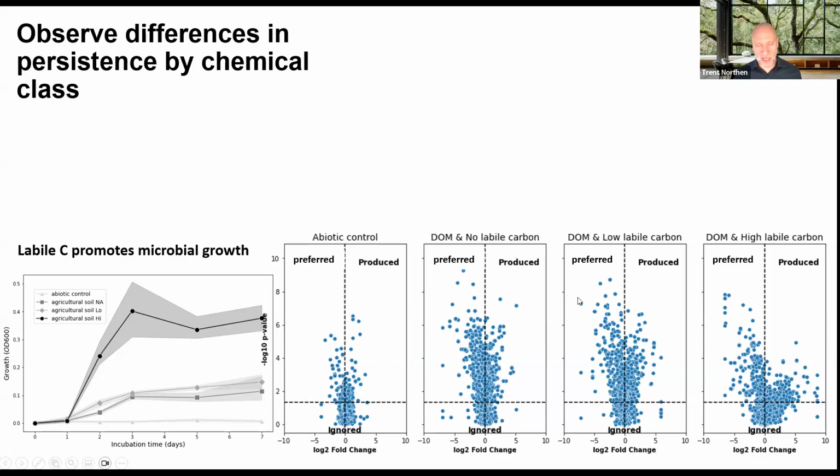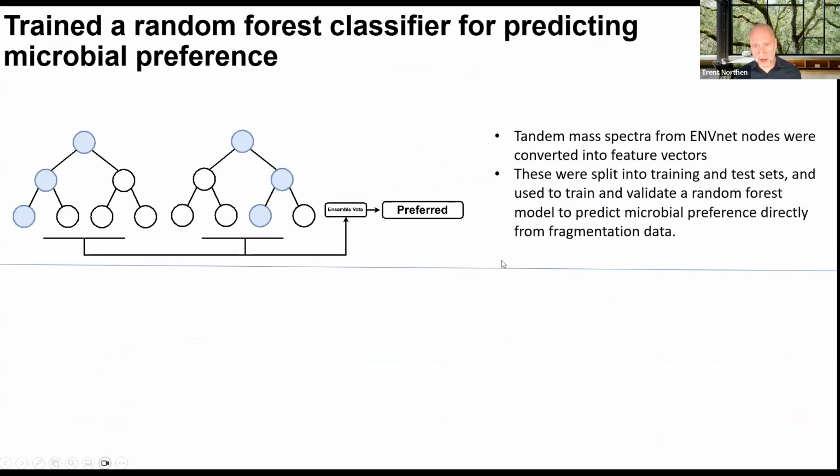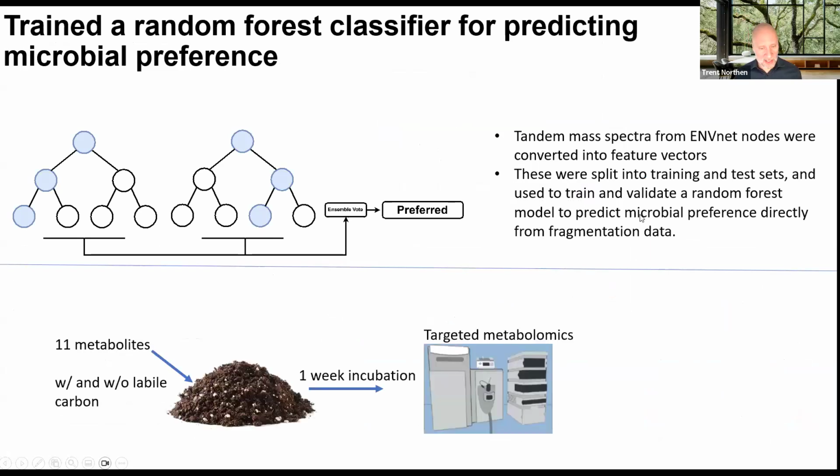So then we had this idea, Ben and Thomas Harwood had this idea of being able to train a machine learning classifier to predict whether a given spectrum will be preferred or produced or ignored. And so they did this using a random forest classifier where they took the data and they split it into a training and a testing set. And then we added the metabolites that they had predicted as being persistent or labile.